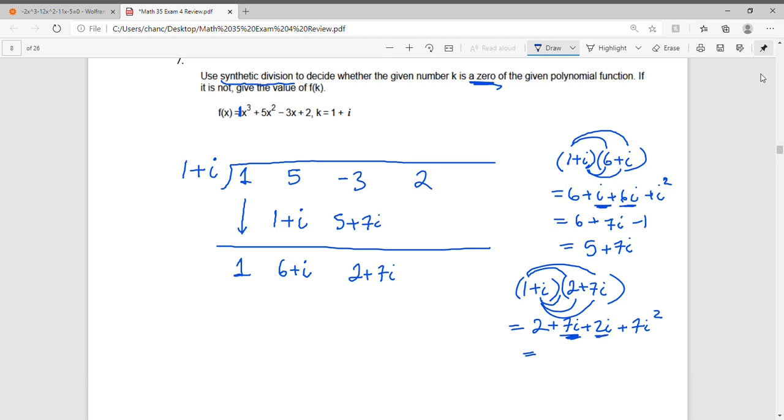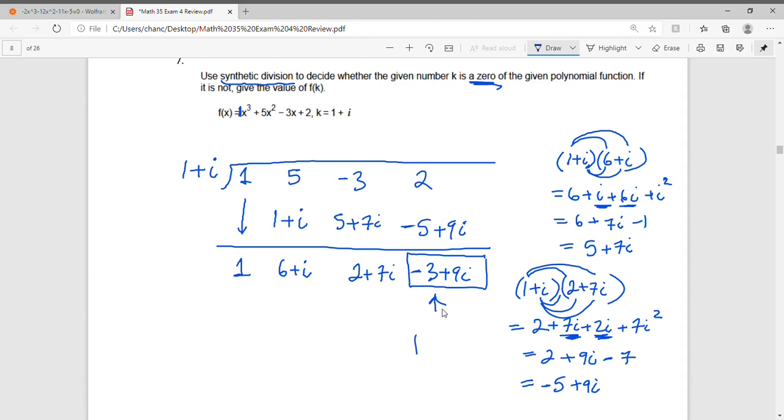We can collect like terms. We have 2 plus 9i. And 7i squared is equivalent to negative 7. 2 minus 7 is negative 5. And then we'll bring down the 9i. So the product of 1 plus i and 2 plus 7i is negative 5 plus 9i. Then we can add 2 plus negative 5 plus 9i, and that's going to give me negative 3 plus 9i. This is our remainder.